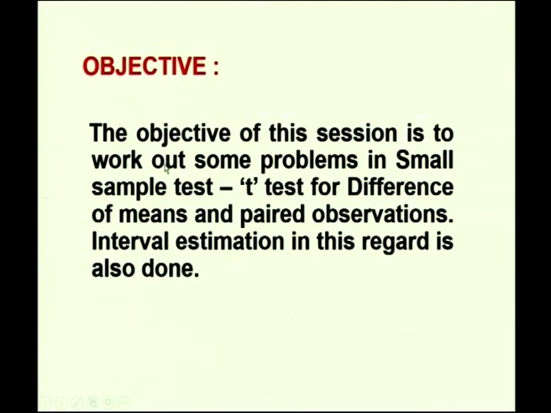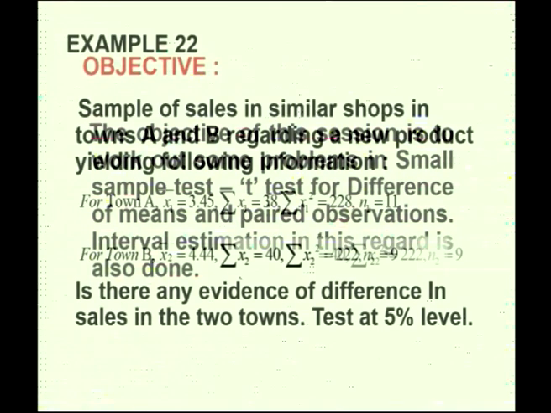Welcome to UGC lecture series. In the earlier sessions, we were talking about a small sample test, in particular the mean test, that is called a student's t-test. In student's t-test, we have seen a t-test for single mean and t-test for difference of means. In continuance with that, in this session, we will be studying some problems in small sample test, which is t-test for difference of means and for paired observations. Interval estimation is also done in this regard.